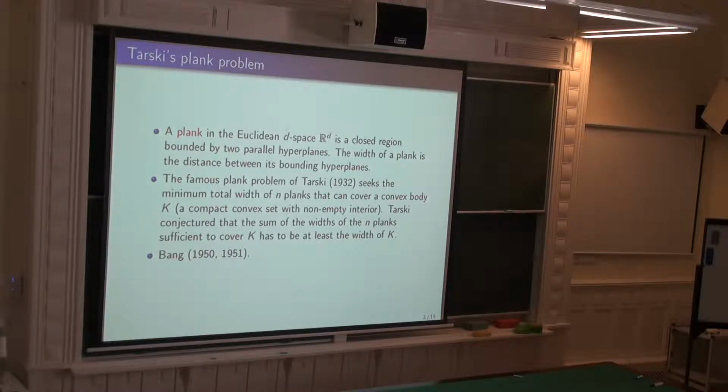A plank in the d-dimensional Euclidean space is a closed region bounded by two parallel hyperplanes. The width of a plank is the distance between the bounding hyperplanes. The famous plank problem of Tarski from 1932 seeks the minimum total width of n planks that can cover a convex body K. Tarski conjectured that the sum of the widths of the n planks sufficient to cover K has to be at least the width of K. A partial solution was given by Bang, and the problem is already solved as far as I know.